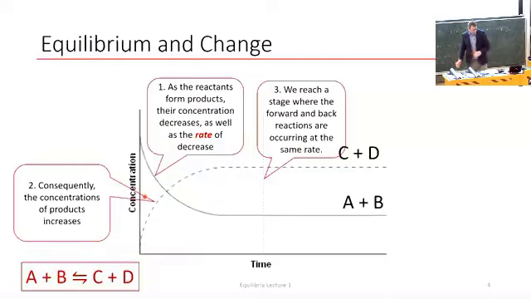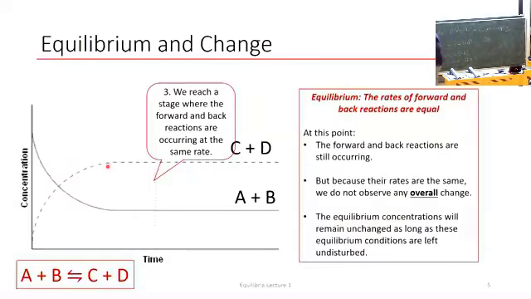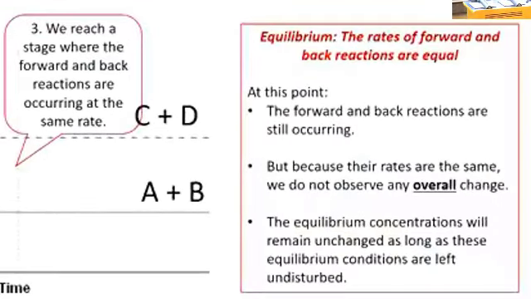That does not mean, and we'll come back to this again and again, that the reactions aren't continuing. It just means that the forward reactions are happening at the same rate as the back reactions. So A and D are reacting to form products at the same rate as C and D are breaking apart to form reactants. So at this point of equilibrium, the forward and back reaction are still occurring. Equilibrium doesn't mean everything just stops.